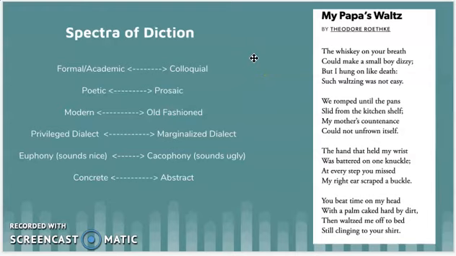The whiskey on your breath could make a small boy dizzy, but I hung on like death. Such waltzing was not easy. We romped until the pans slid from the kitchen shelf. My mother's countenance could not unfrown itself. The hand that held my wrist was battered on one knuckle. Every step you missed, my right ear scraped the buckle. You beat time on my head with palm caked hard by dirt, and then waltzed me off to bed, still clinging to your shirt.